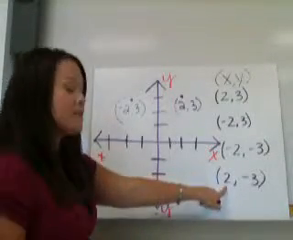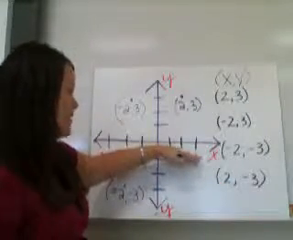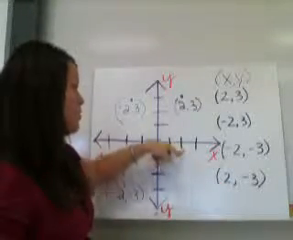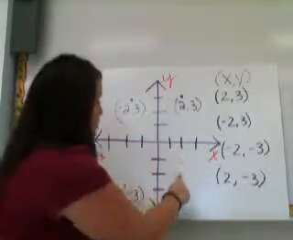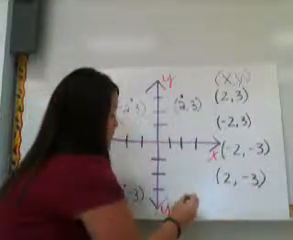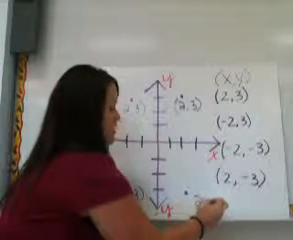And then our last one is positive 2, negative 3. So our x value is positive, so we'll be on this side of the x-axis. Come to 1, 2, and then we're going to go down to the negative 3 because that's our next point. So 1, 2, 3. Plot that right there, and that is 2, negative 3.